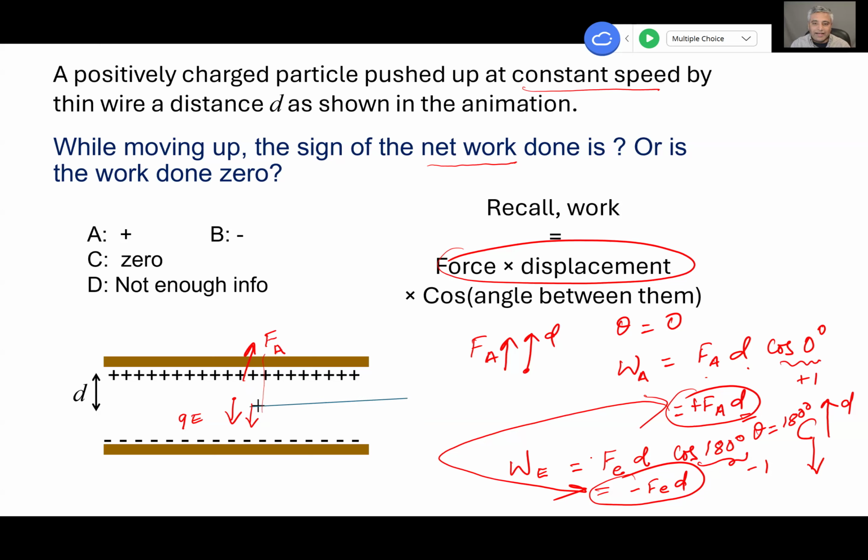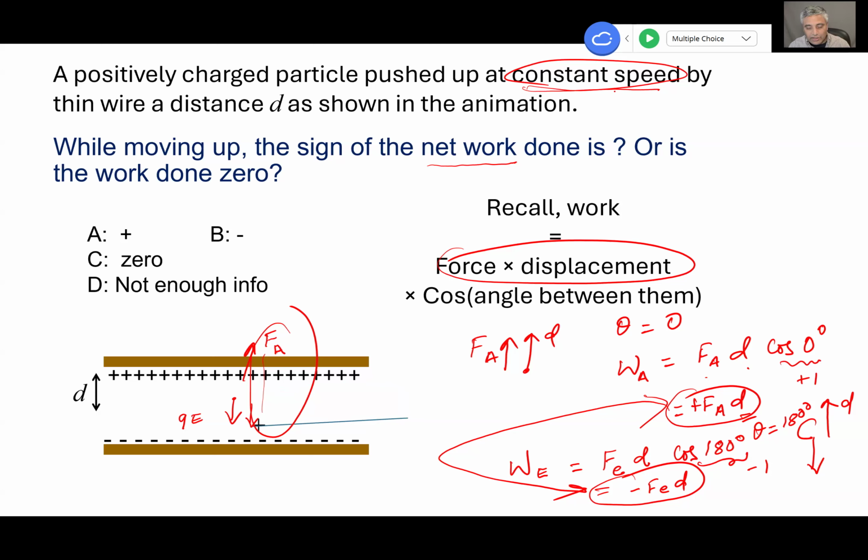So here we learn how to find work done by the external force, how to find work done by the electric force, and how to add them together to get the net work done, okay? Or you can say net force is 0 because it's moving with constant speed. It's not accelerating, which means acceleration is 0, so net force is 0. Net force being 0 means it's not doing work, 0 work. So two different ways of looking at it.